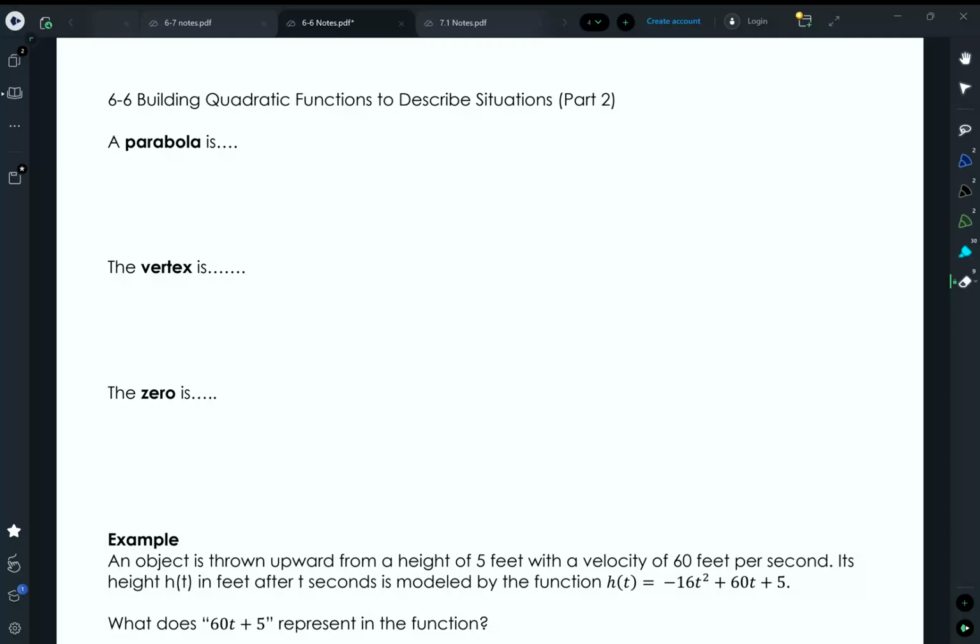Hello class, these are our Algebra 1 notes for section 6.6. Today we are building quadratic functions to describe situations, and this is part 2. We're spending 3 days on this.